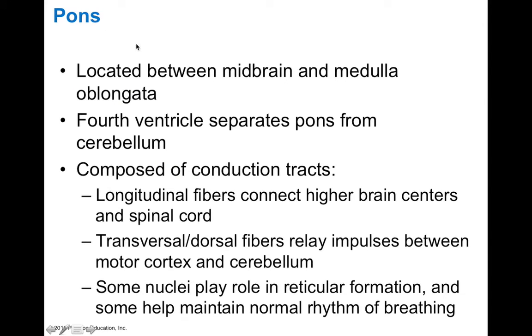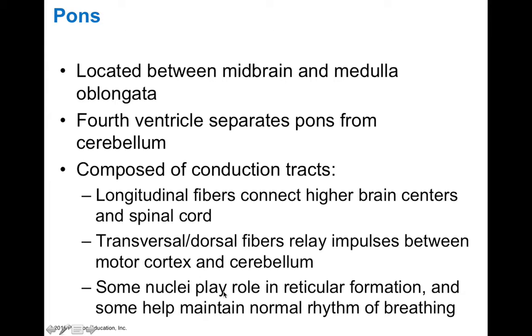So the pons is located just inferior to the midbrain, so it's the middle of the brainstem. And your pons is located just between the midbrain and medulla oblongata. The fourth ventricle separates the pons from your cerebellum. And what you find in the pons are lots of tracts. So you have longitudinal fibers that connect higher brain centers and your spinal cord. You find transverse fibers that relay impulses between the motor cortex and cerebellum.